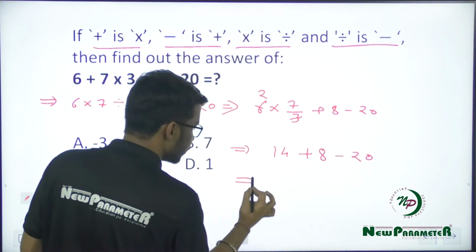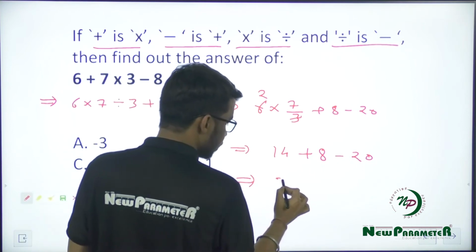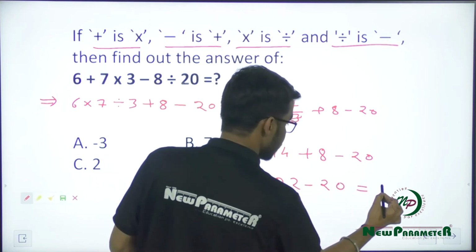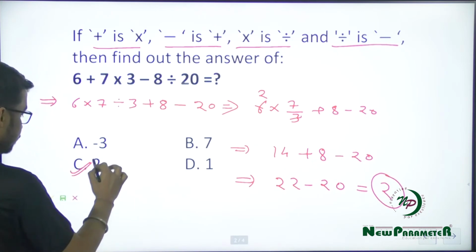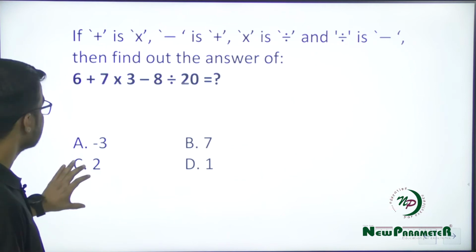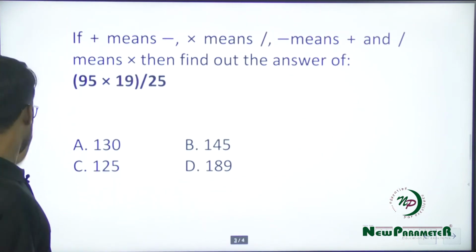Now solving this equation, first there will be an addition. 14 plus 8 is going to give me 22, minus 20 is going to give me 2. So my answer here is 2. Option C. I hope you're getting the concept. Let's move on to the next question.